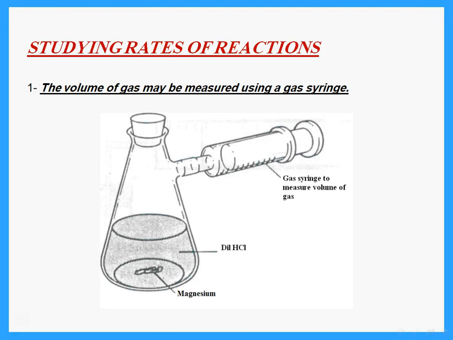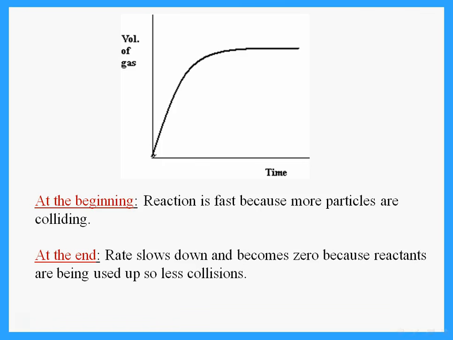So how do we study the rate of a reaction? That depends on which reaction we're talking about. We said if the reaction is something that gives out a gas, then I can do the reaction in a conical flask connected to a gas syringe, and I measure what? I measure the volume of gas per minute or per a certain unit time.